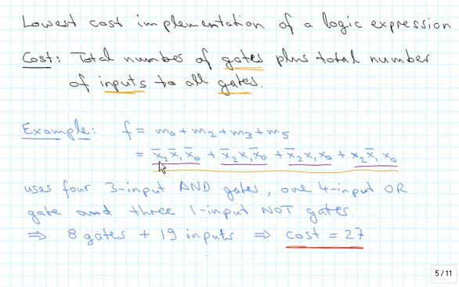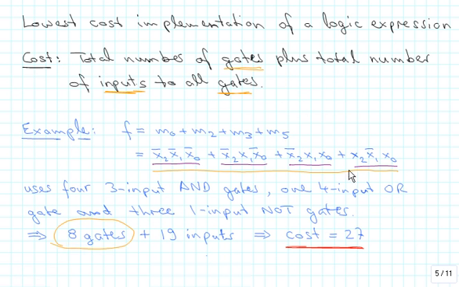And then we also have the inversions here. Each of the variables needs to be inverted. So we get 3 more gates. So altogether we get 8 gates for this expression.